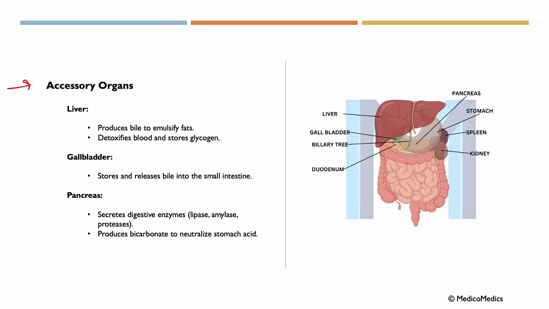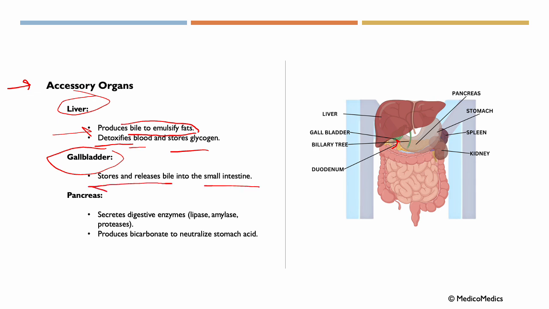Now let's mention some accessory organs. So we have the liver, which produces bile to emulsify fats. It further has the function of detoxifying blood and storing glycogen. It has a lot more functions than that, but for now, let's leave it here. We then have the gallbladder, which sits under the liver. It stores and releases bile into the small intestine. Furthermore, we have the pancreas, where digestive enzymes like lipase, amylase and proteases are secreted. It also produces bicarbonate to neutralize stomach acid.